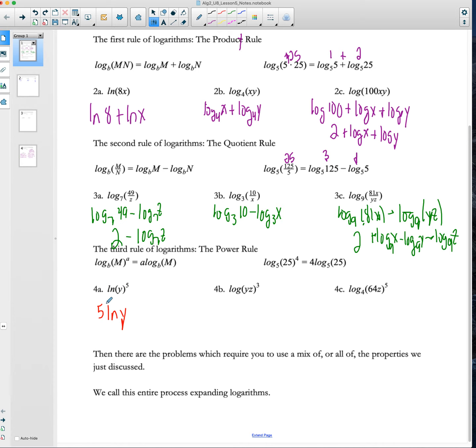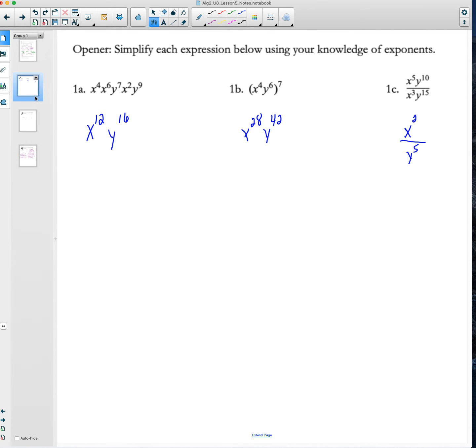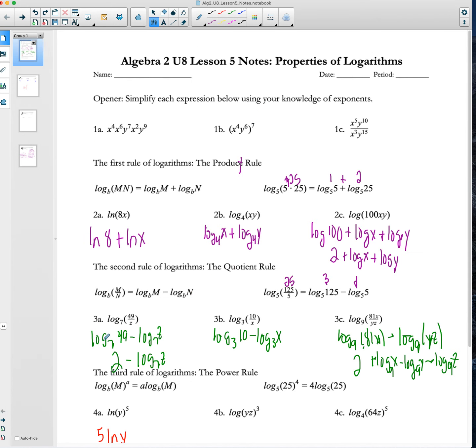I'll just write this real quick here on this next page. So notice, if I had the natural log of y and the whole thing was raised to the power of 5, there's nothing I can do. The whole thing is raised to the power of 5, not the individual argument. We're looking for this piece, whatever we're taking the log of, to be raised to the power. So let me go back to our notes here. And so now when we look at 4b, maybe if I can scroll down here.